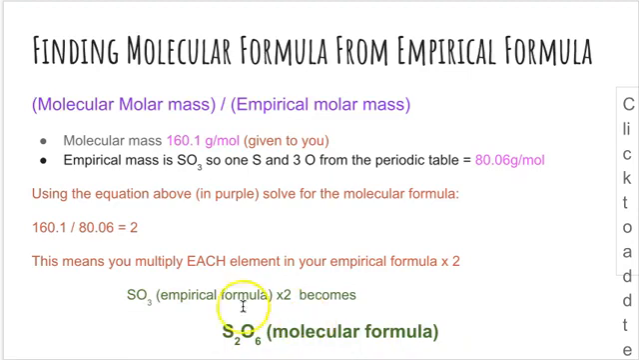And if you want to go back and check to make sure you did it right, add up 2 S's and 6 O's from the periodic table, and it should add up to the mass that was given to you, which is 160.1. Again, take a second and go back if you need to check anything, and then we'll go on to example number 2.